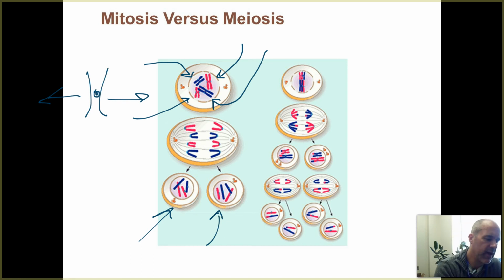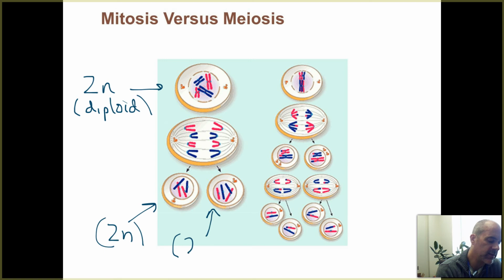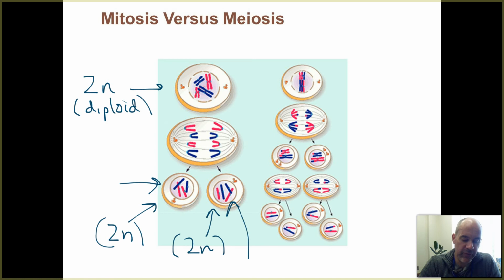Okay, some designations you guys will see in your textbook. This cell will be called 2N, which means diploid. And so will these. That's a 2N cell, and that's a 2N cell. Now you might be looking at that and thinking that doesn't look right, because this cell down here has 4 chromosomes, that one has 4, and this one really has 8.